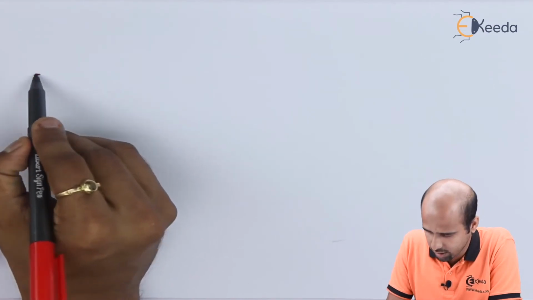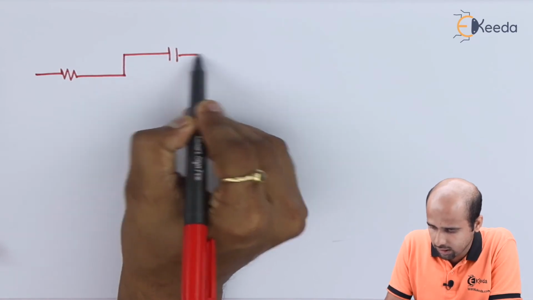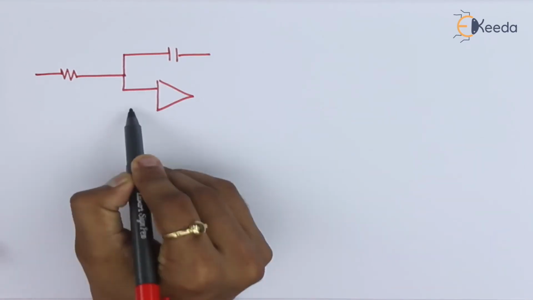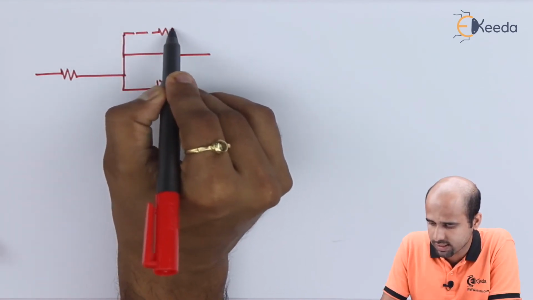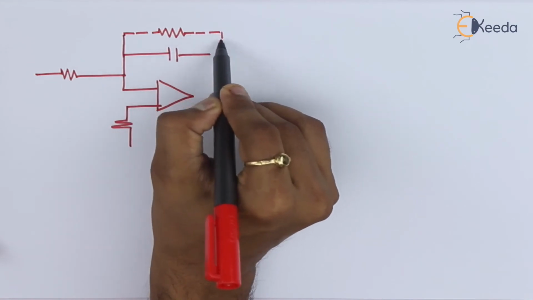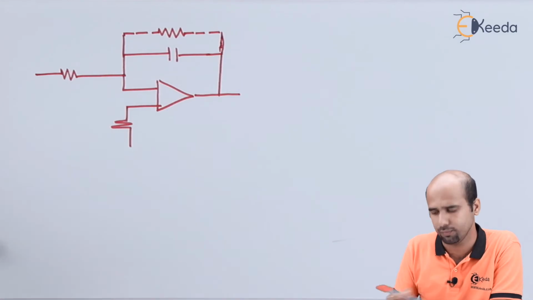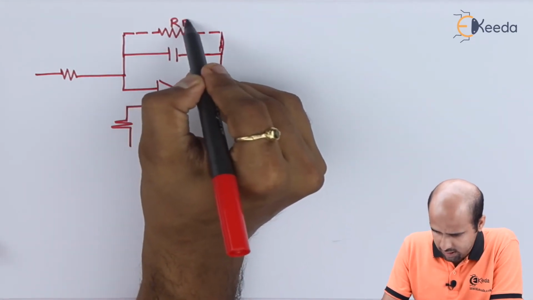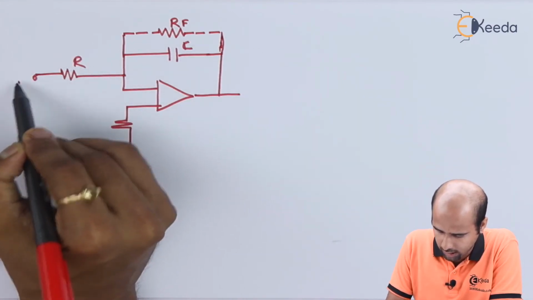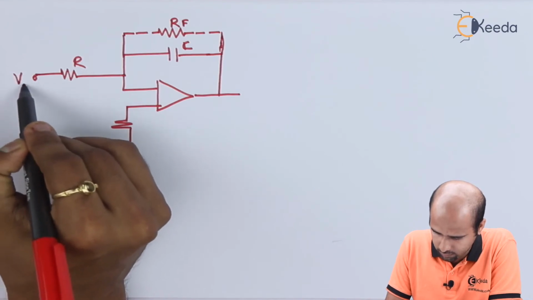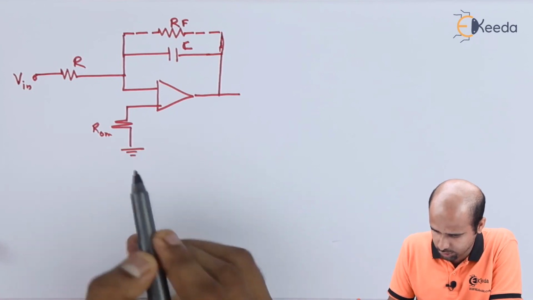For changing the circuit, basically I'm just adding one more parameter in parallel with the capacitor. Here I am adding one resistor in parallel with the capacitor. In all, I'm getting this, let's say RF, this is C, this is R, and now here we will be getting Vin. This is ROM, which has nothing to do with this.